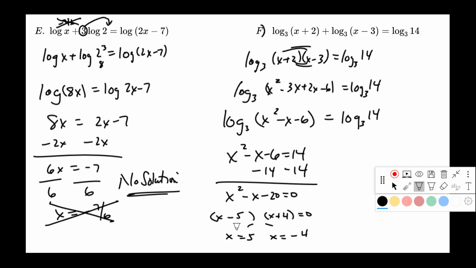Now I got to check them. Got to check them both individually. If I take 5 and put it in, 5 and 2 makes 7. That's fine. 5 minus 3 makes 2. That's fine. 14, that's going to be fine no matter what. If I take negative 4 and put it in, negative 4 plus 2, that's negative 2. That's no good. That's not allowed. Can't have the log of a negative. So that answer is extraneous. So I threw one answer out. One answer I accept. I accept that x equals 5 as a valid answer. There's one answer. I got one of the two to be considered a correct answer. The other is extraneous.